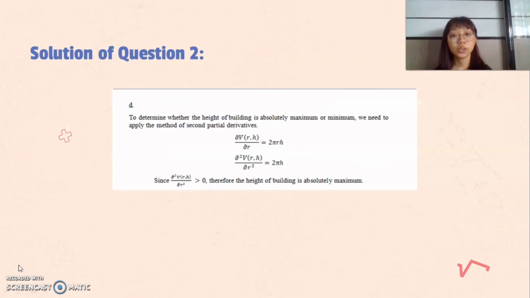For part D, to determine whether the height of the building is absolutely maximum or minimum, we need to apply the second partial derivative method. After this, we get 2 pi h. Since the value is bigger than 0, we can conclude that the height of the building is absolutely maximum.